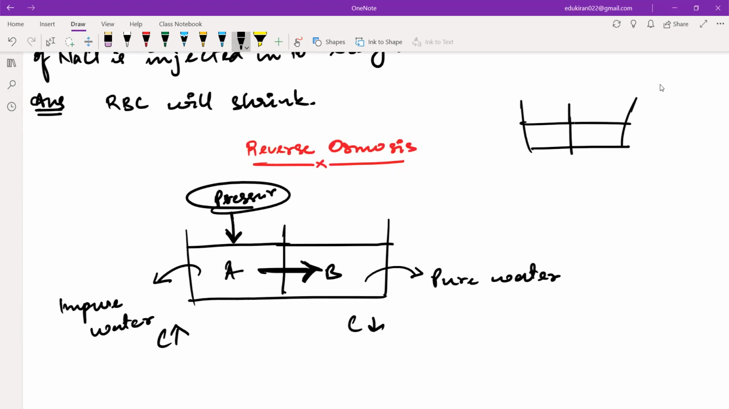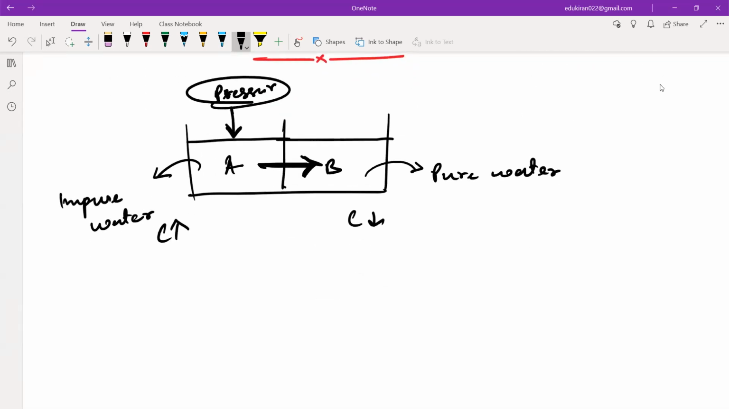See, if I talk about spontaneity, then what should happen? Here you have more pressure initially. So this is B, this is A, this is pure. Naturally, what happens? B to A. But if I apply more pressure here, then what will happen? The direction of osmosis will get reversed, and that is why it is known as reverse osmosis. So what will we write here?